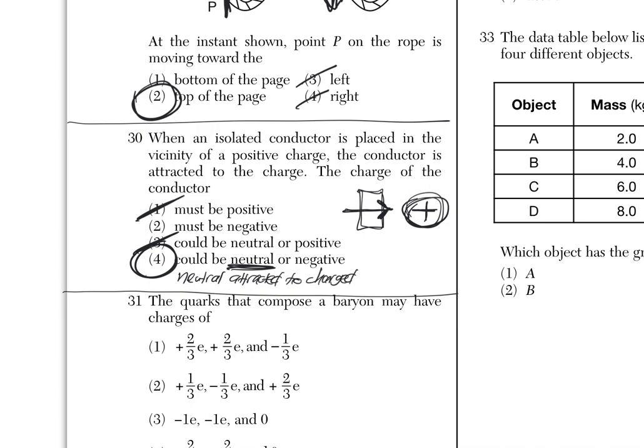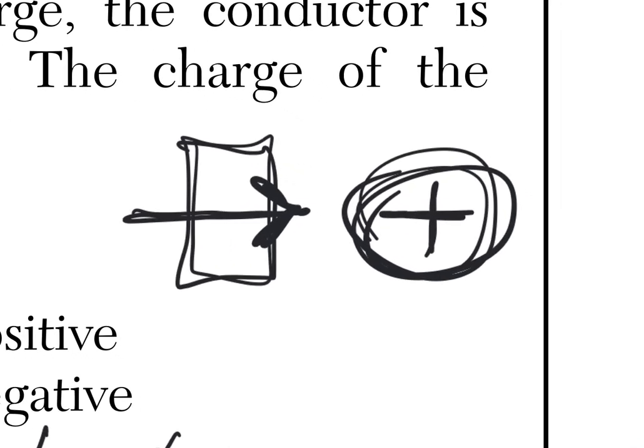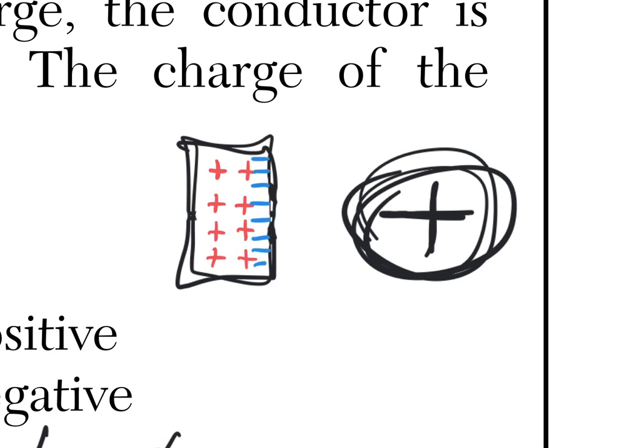Let's take a closer look at what's happening here. Distribution of positive charges, and if that's a positive field on the left, it's going to attract negatives, electrons, towards it. So if I have 8 positives, I would need 8 negatives: 1, 2, 3, 4, 5, 6, 7, 8.